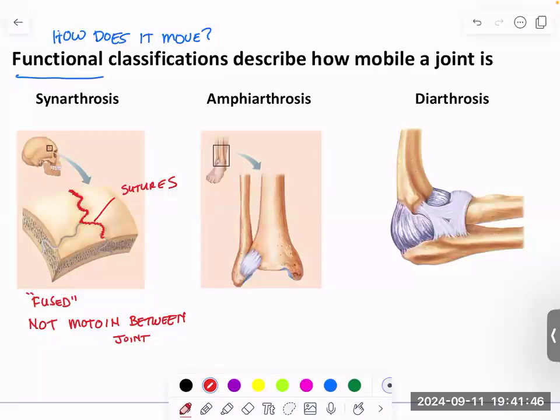This is syn. Syn means fused. Arthrosis means joint. Synarthrosis is the functional classification of joints where the bones are acting like they're fused. There's no movement in synarthrosis joints. No movement.